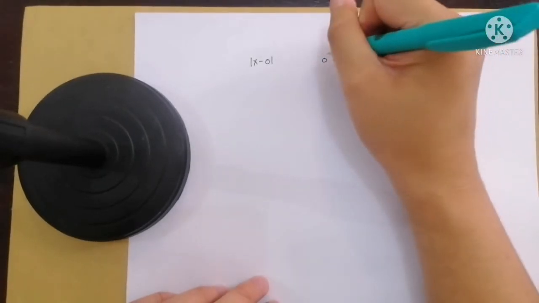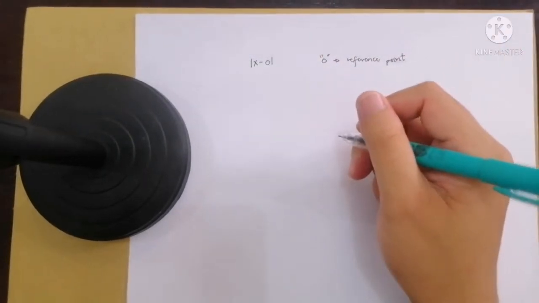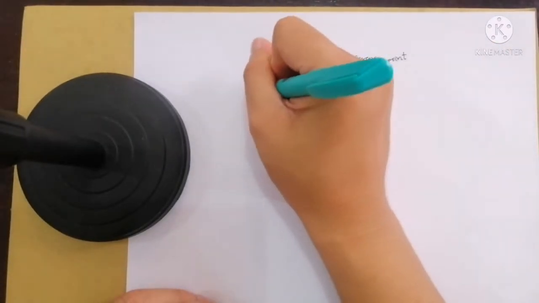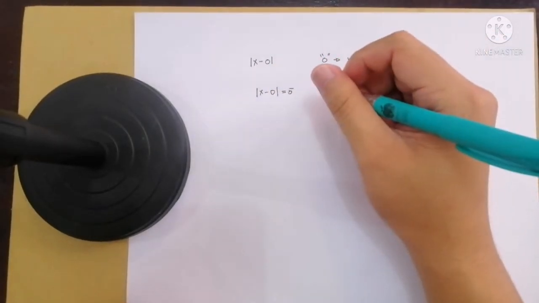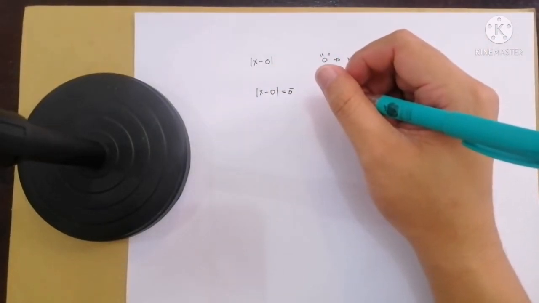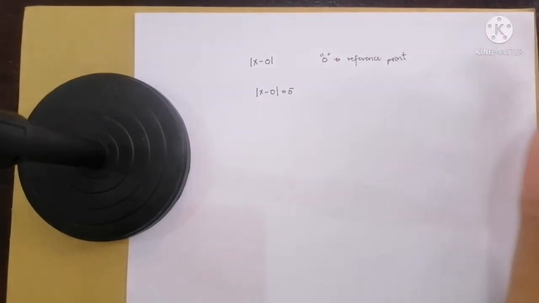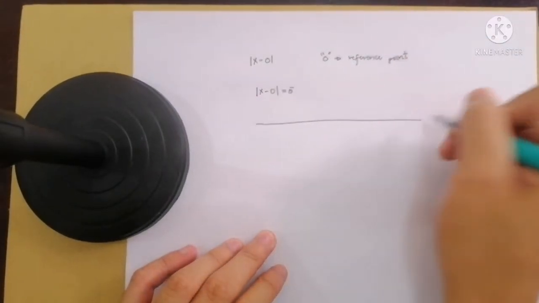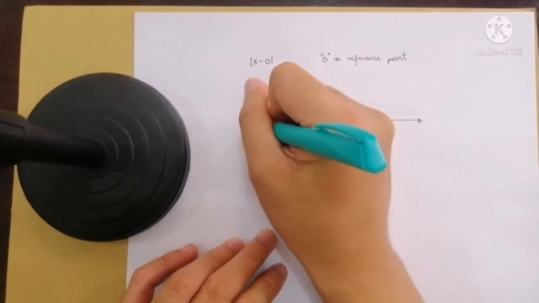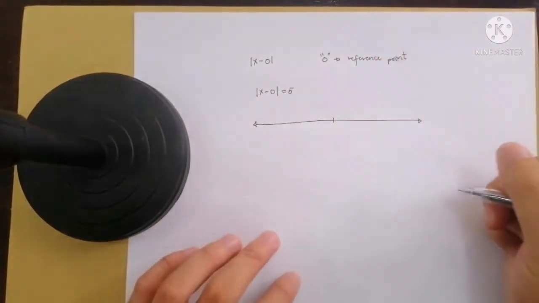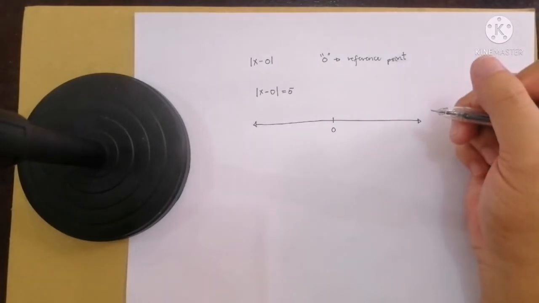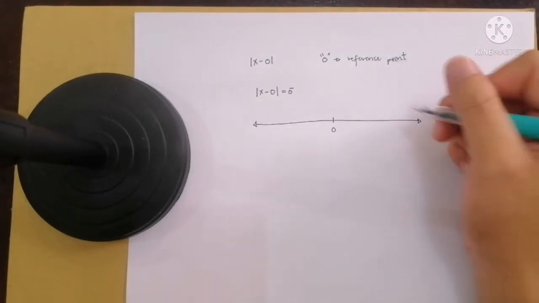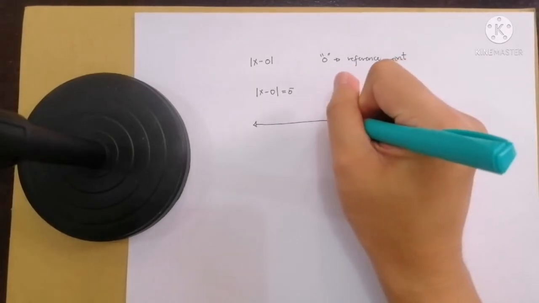Okay? The reference point. Now, if we have the absolute value of x minus 0 is equal to 5, then we can say that the two numbers represented by x that are 5 units away from 0 are 5 and negative 5. If we are going to write that one here on a number line, we have here, this is the 0 or the origin itself. So meron tayong tinatawag dito na reference point that is 0.